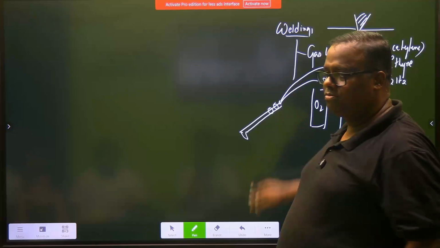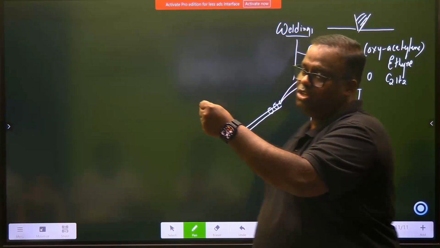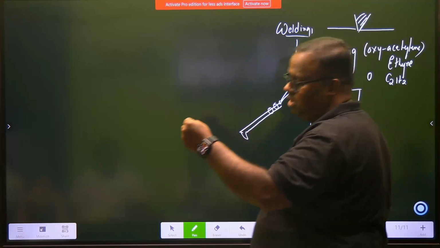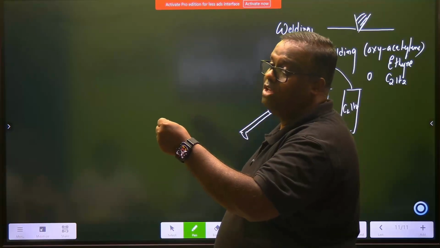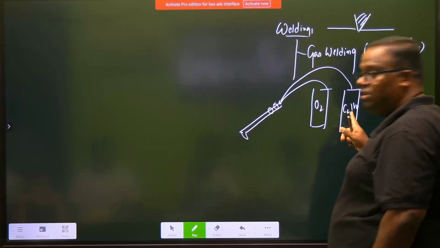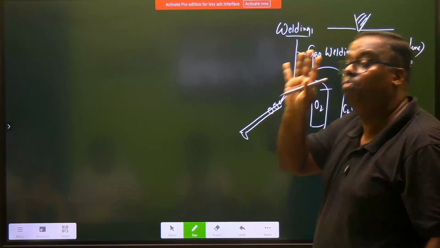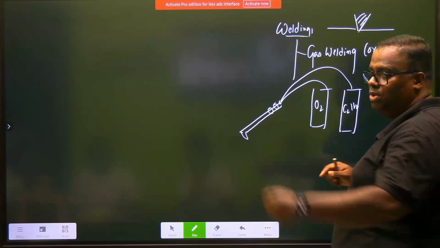The torch will have two valves on it. The construction of the industry is such, that's the protocol of the industry: flammable gases have a left-hand thread. Which of them is flammable? Acetylene is flammable. Oxygen is not flammable. Oxygen supports combustion.